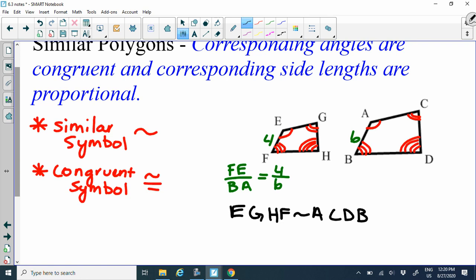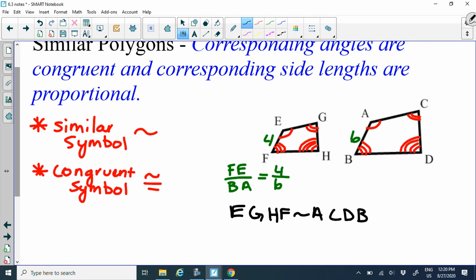Well, the idea, and we're going to do this in our next example, is that your congruent angles need to line up. So notice that E and A, they're congruent angles. They're both the first letter in our similarity statement. So that's indicating that they are congruent. We know that G and C are congruent angles, so they need to line up. And then H and D are congruent, and F and B are congruent, so they need to line up.